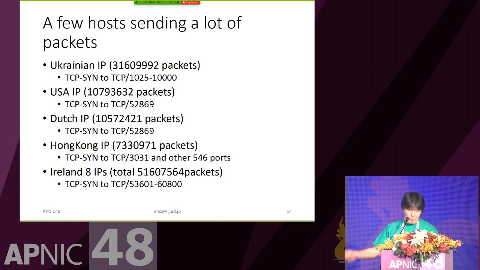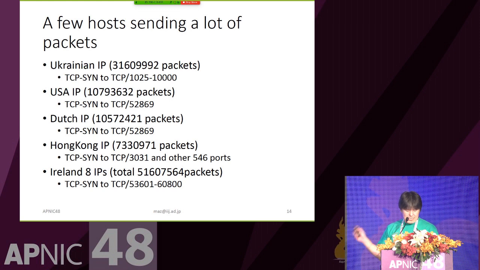So the top one, a Ukrainian IP, sending many packets, right? All of them are TCP to the port numbers 1025 to 10,000. So they are scanning the whole high ports, basically. And a USA IP is trying to scan a particular port number, 52869, and a Dutch IP as well. And a Hong Kong IP tried to scan some interesting ports for them.